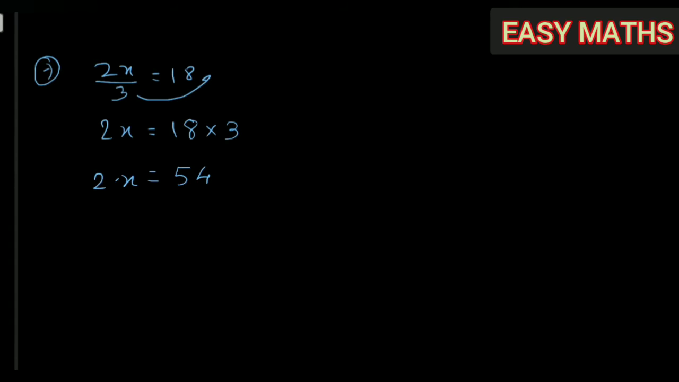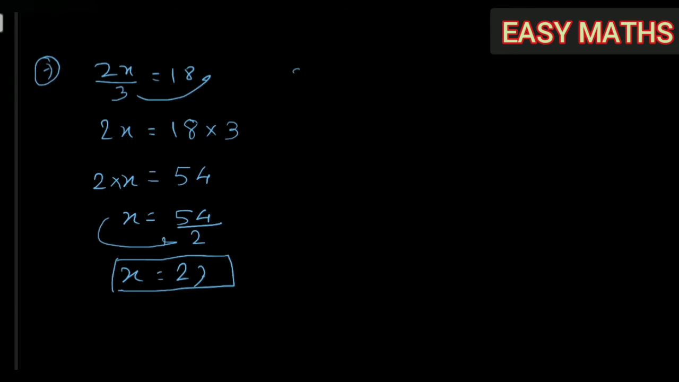I will be coming to question 4. 2x by 3 is equal to 18. Now we have to find the value of x. What we will do is we will take 3 to the other side. It was dividing here, so it will become multiplication. 18 3s are 54. Here there is no sign between 2 and x, so there is multiplication. So multiply by 2 will become divide by 2 and we'll get the answer as 27.